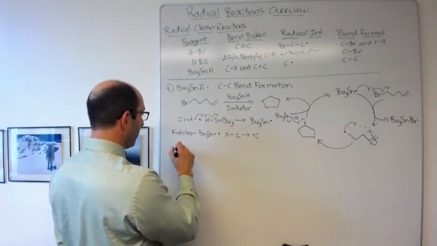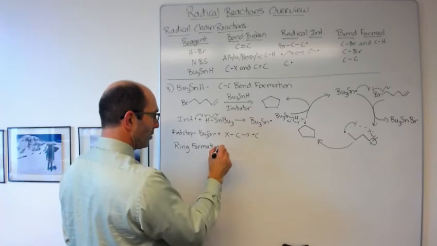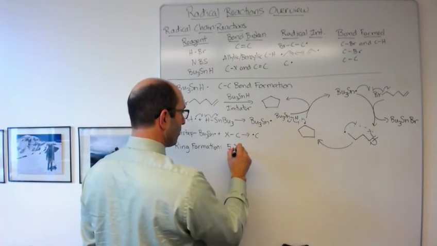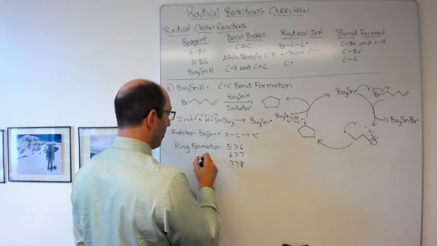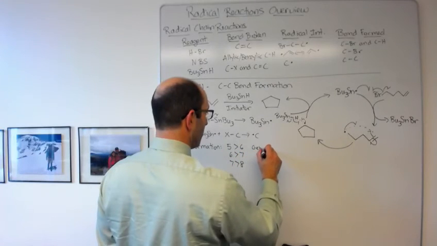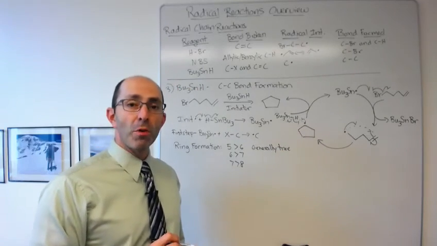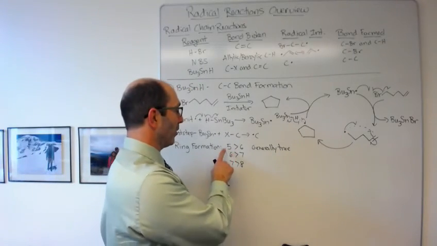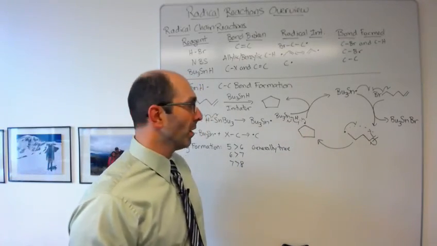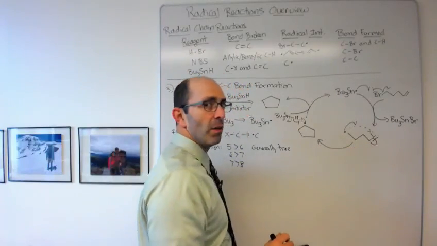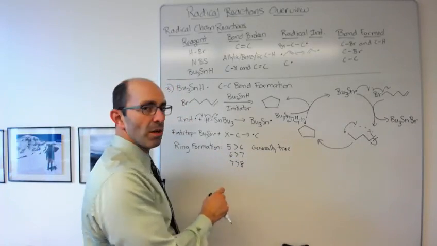When we think about ring formation, which again is a very powerful application of this chemistry, 5 forms faster than 6, 6 forms faster than 7, and 7 forms faster than 8, right? And let's say this is generally true. We will definitely see exceptions to this, but in general, if you have to decide between making a 5 and 6-membered ring, you'll go 5, 6 and 7, 6, etc. You'll note in this case, we could have formed a 4-membered ring if we had added the radical to the other side of the alkene. 4-membered rings are not stable enough to form using radical chemistry. So we're generally going to form 5, 6, and 7-membered rings.